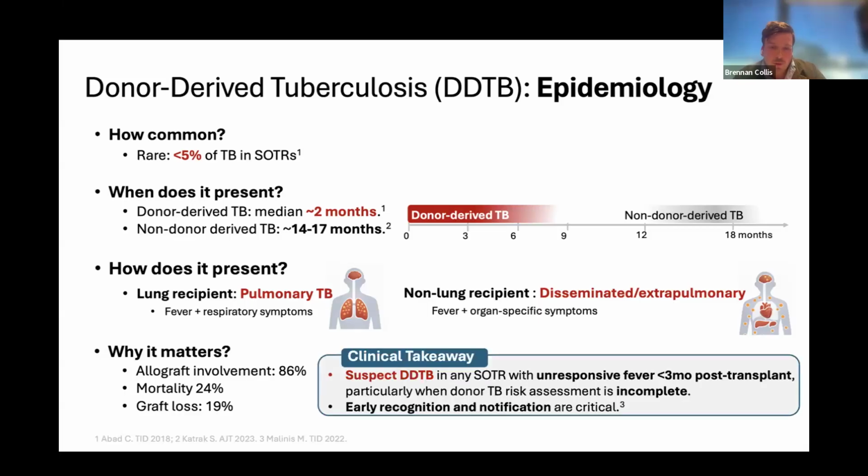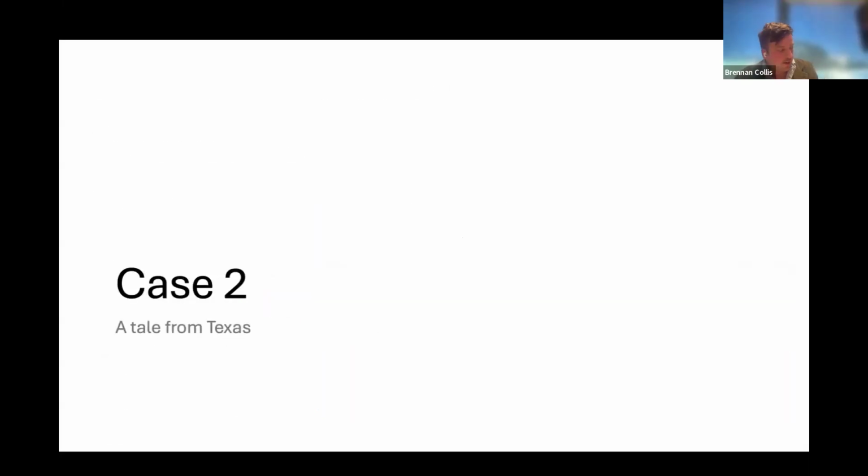So the clinical takeaway from this is that we should suspect donor-derived TB in any solid organ transplant recipient who has unresponsive fever in the immediate to early post-transplant period. That's particularly the case when donor TB risk factor assessment is incomplete. And early recognition and notification are critical in order to improve outcomes in other recipients. So I'll pause there and hand over to our next case.